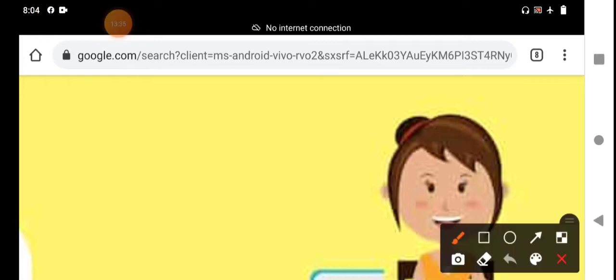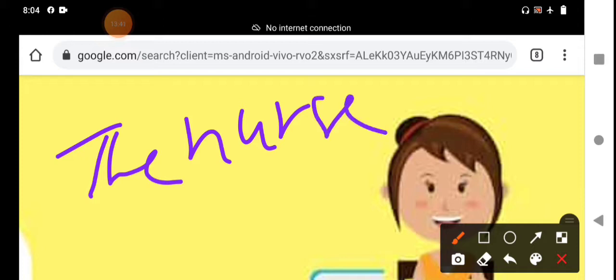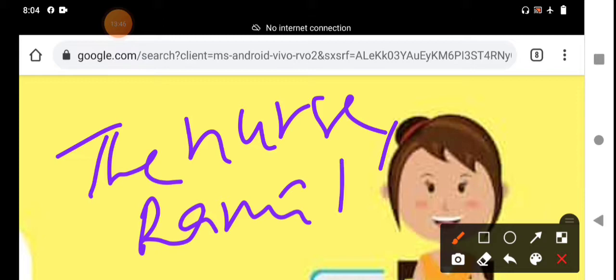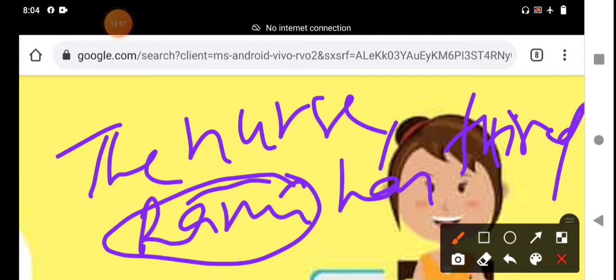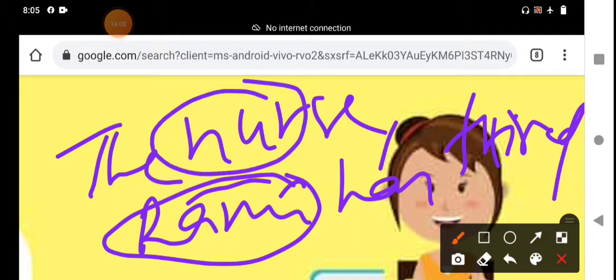Noun opposition means, for example, the nurse, comma, Rani has retired. Rani is a proper noun. She has retired. The nurse, a common noun, is already introduced. Who is the nurse here? Rani. In between, we keep the comma. This is the noun opposition.